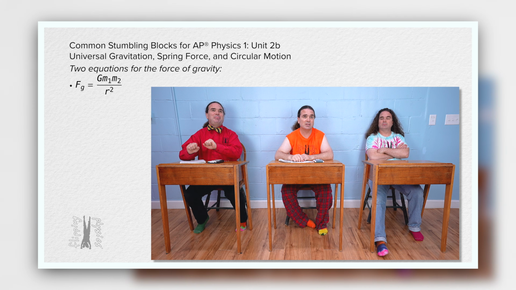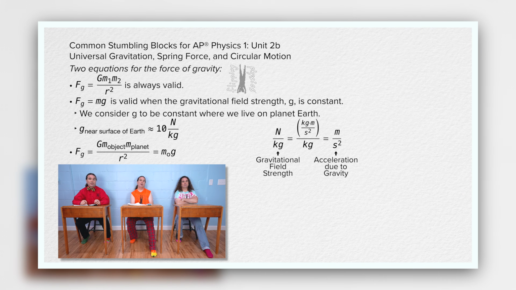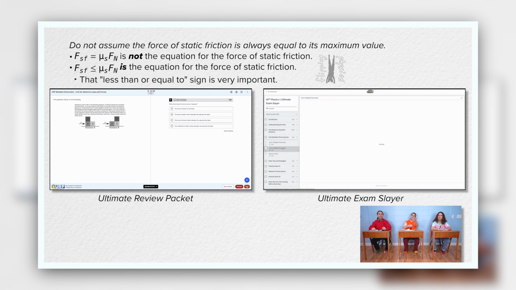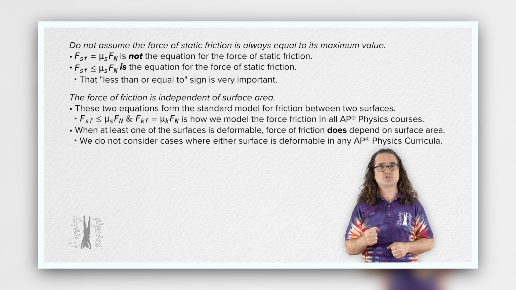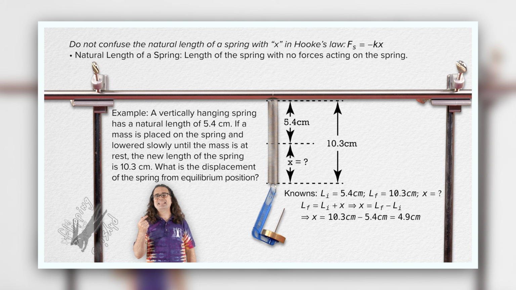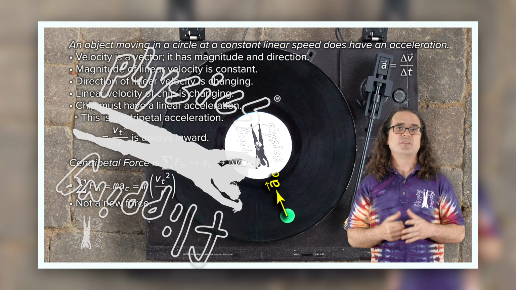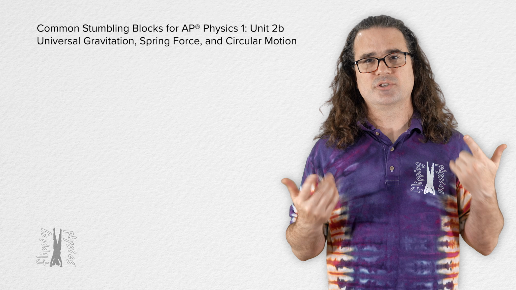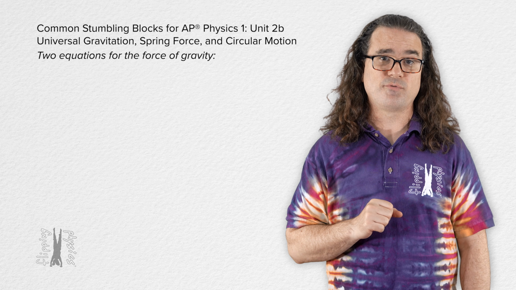Good morning. Today we are going to walk through some common stumbling blocks for roughly the second half of Unit 2 for the AP Physics 1 curriculum. Specifically, universal gravitation, spring force, and circular motion. Flippin' physics. First, there are two equations for the force of gravity.